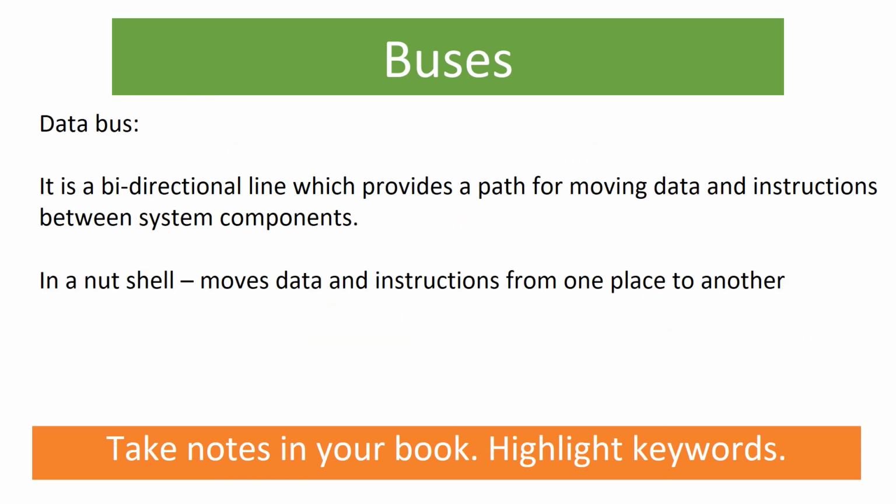The data bus is a fairly simple bus. It's bidirectional, which means it can carry data in both ways. That could be from memory to the CPU, or it could be from the CPU to memory. It basically provides a track or road or path to move those data. So if we're going to store some data in memory, we might take it from an input and output device, and we might store it in memory. It moves data and instructions.